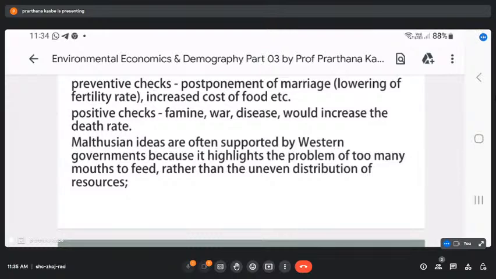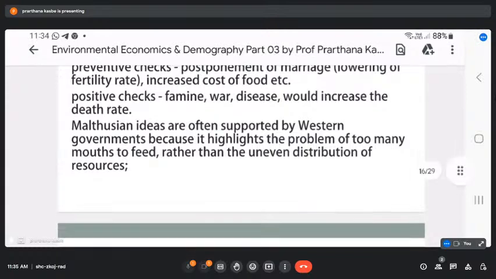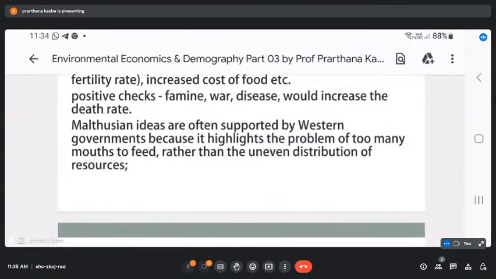And preventive checks means we have to prevent some check according to reduce the population. In that we have to increase the cost of particular food or maybe postpone the marriages, etc. The Malthusian ideas are often supported by the Western government because it highlights the problem of too many mouths to feed rather than the uneven distribution of resources.